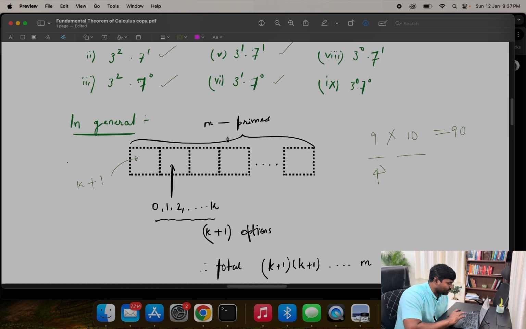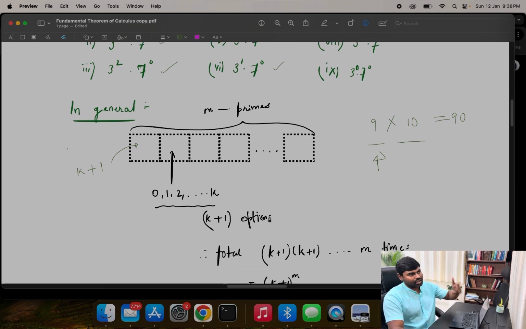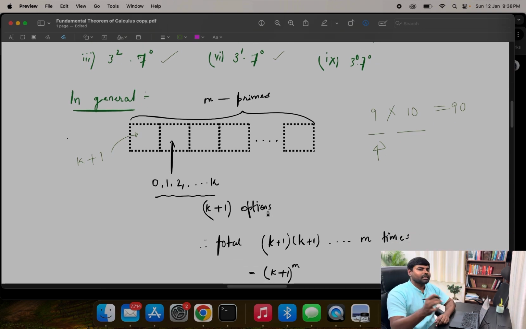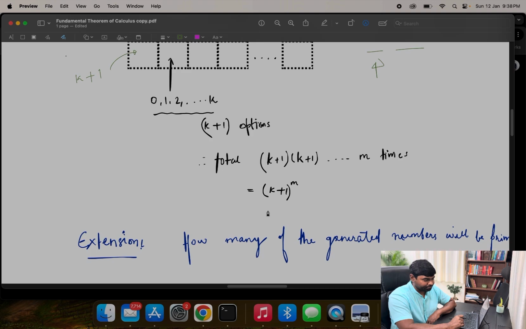So if you consider this over here, you have got m choices, and each of the choices has got k plus 1 options. So essentially what you have got is k plus 1 times k plus 1 times k plus 1, this continuous product m number of times. So overall, what do you get? k plus 1 raised to the power m.